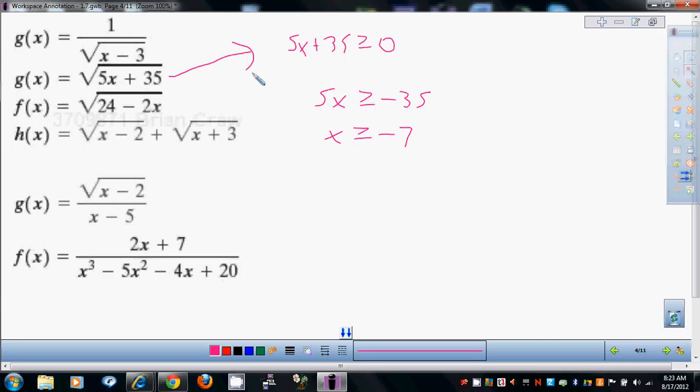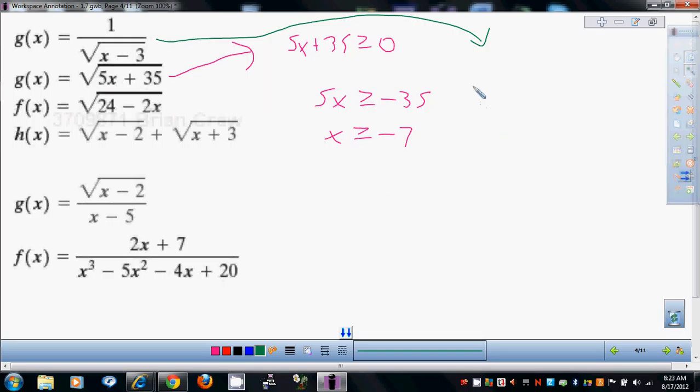Okay. Let's go back up and look at that top G for a second. Now this is an interesting problem. Why? Yeah, you have both. You can't have a 0 in the denominator, and you can't have a negative under the radical.